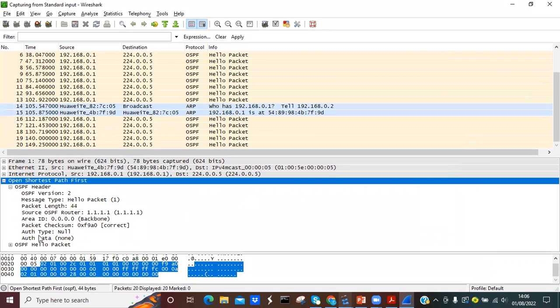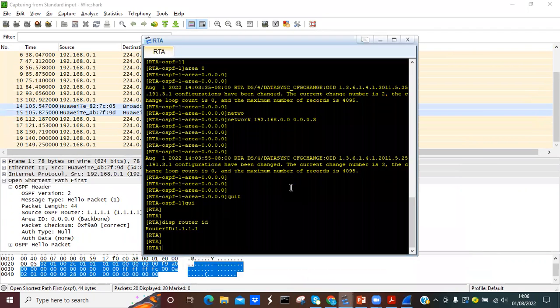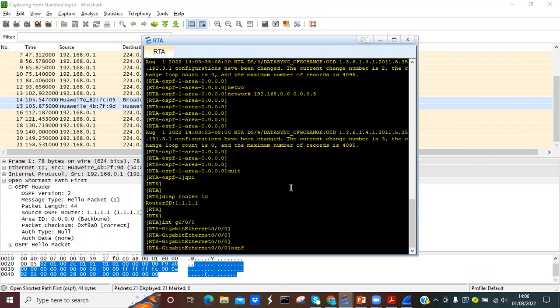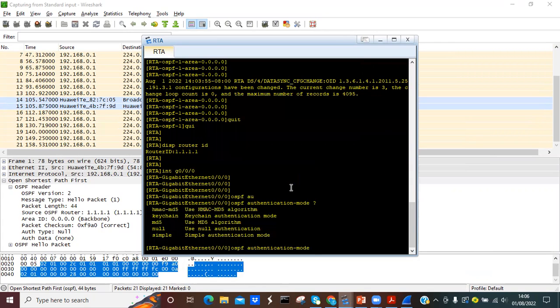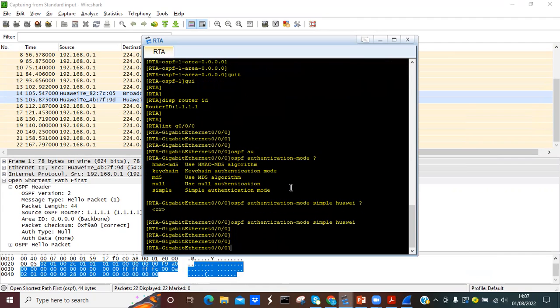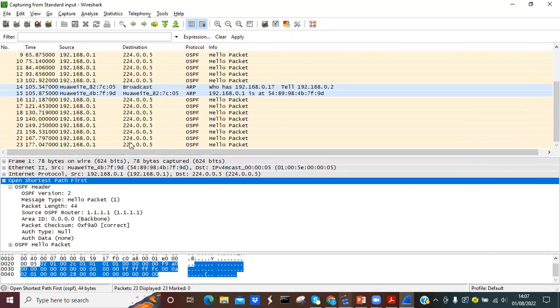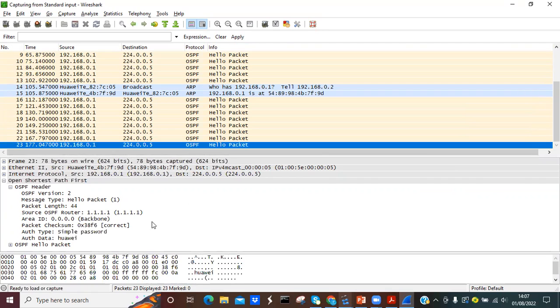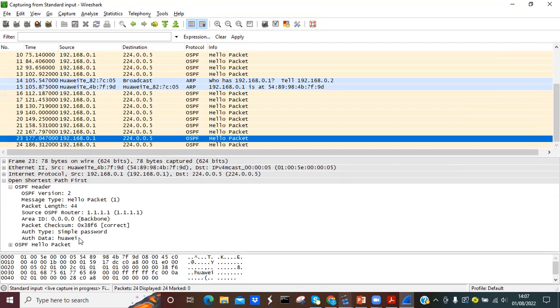So let's try to configure some authentication and see how this changes. Let's come here and go into the interface. We configure authentication on the interface, and then say OSPF authentication mode. We can give it simple, and then let's just give it a simple password like Huawei. Then we see whether the new packet has that information. You see, the new packet changes authentication type, simple password, and the data is Huawei because that's the data we gave.